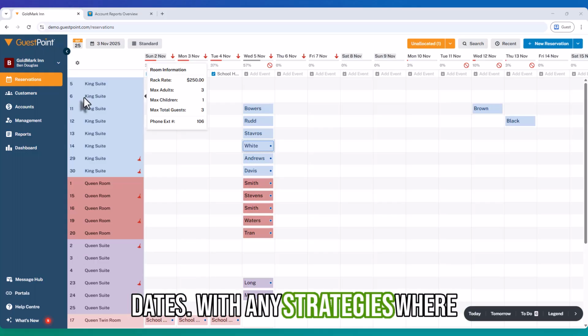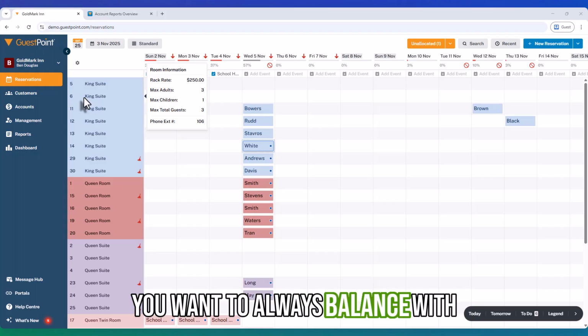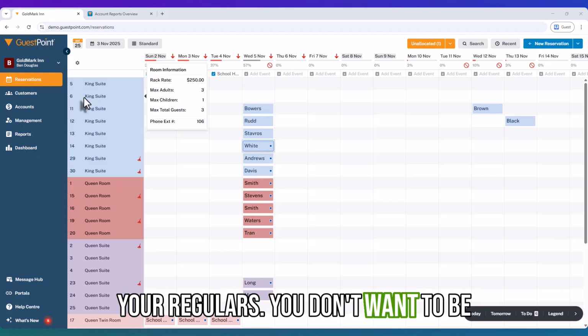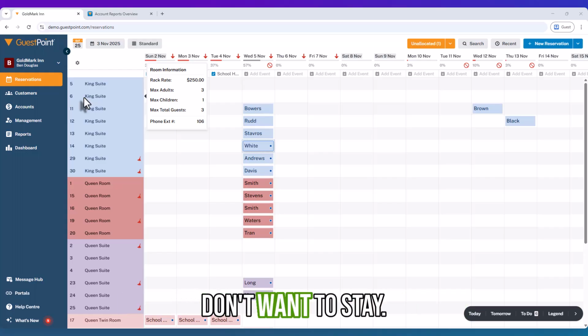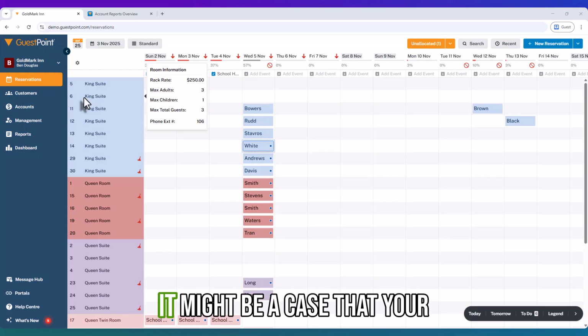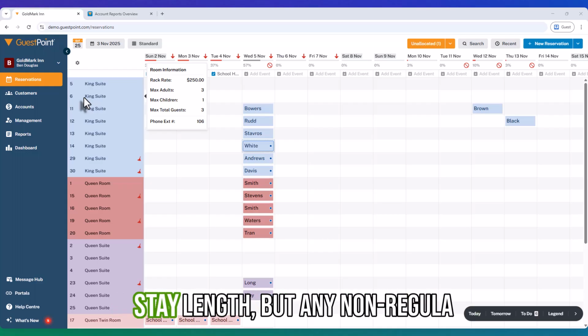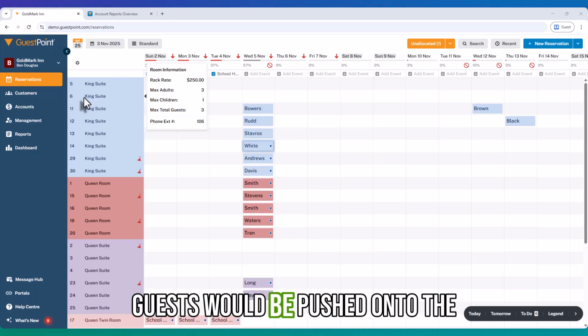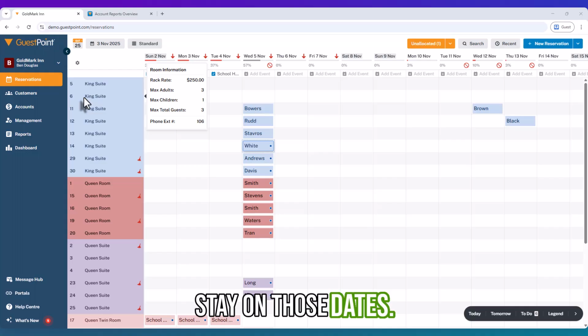With any strategies where you're pushing a rate restriction, you want to always balance with your regulars. You don't want to be too aggressive. You don't want to make them stay on days where they don't want to stay. It might be a case that your regulars have access to the normal stay length, but any non-regular guests would be pushed onto the longer length of stay if they need to stay on those dates.